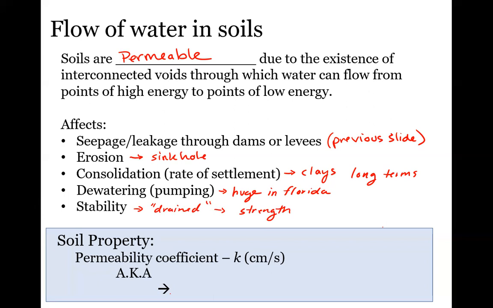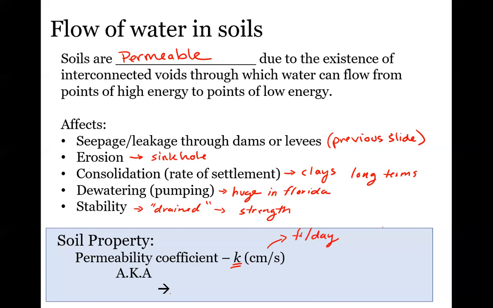So the soil property that we use to define all of these things is called the permeability coefficient. Nine out of ten places, it's going to be represented by a K, just a little sideways K like that, or an italicized K. It's always going to be in units of length per time. Centimeters per second is the most typical way of showing it, but it could also be feet per day. That's another way of showing it.